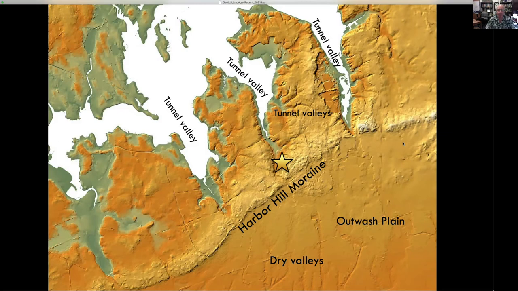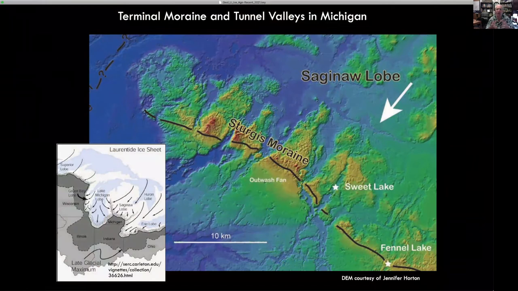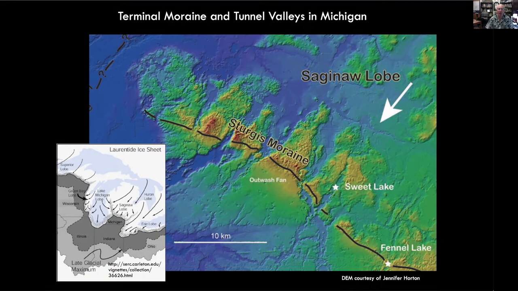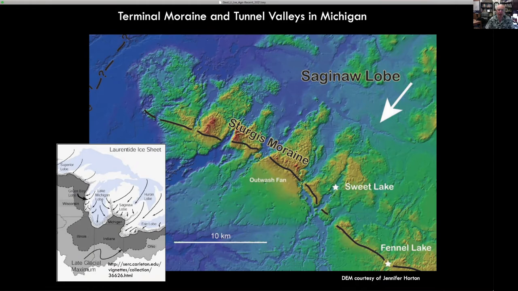And Long Island isn't the only place in the world you see this. This is not peculiar to Long Island. Here is a digital elevation model of a portion of moraine, the Sturgis Moraine in Michigan. And what you see here looks remarkably like the western north shore of Long Island. You have these elongate extensions built up out of moraine, out of glacially deposited till, separated by these narrow valleys where the meltwater was flowing under the ice. And then away from the moraine, you have this elevated, smooth outwash plain that was built up.